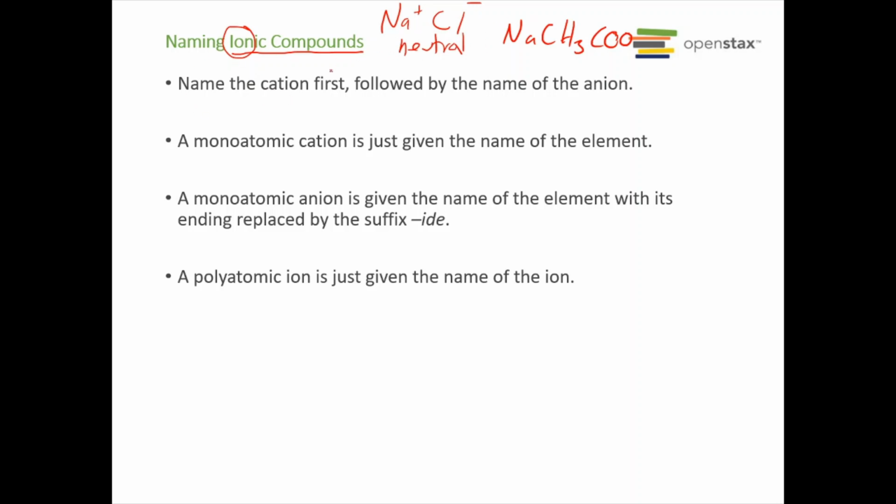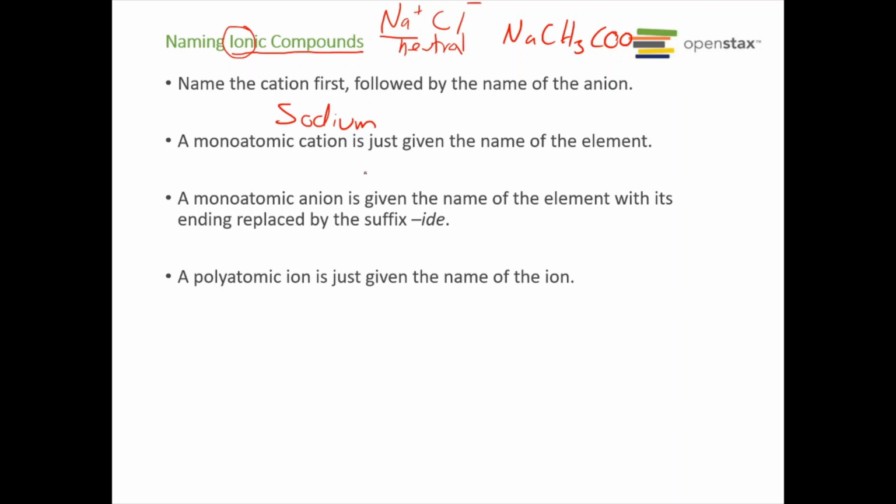Here's how you name ionic compounds. The first thing you want to do is name the cation first, followed by the name of the anion. So here's what we're going to look at. Na+, what is Na? Sodium. So that's the first half of our name. We're already halfway done with it. Notice there's no prefixes here. We just literally name what the element is, or in this case, what the ion is, and that's it.